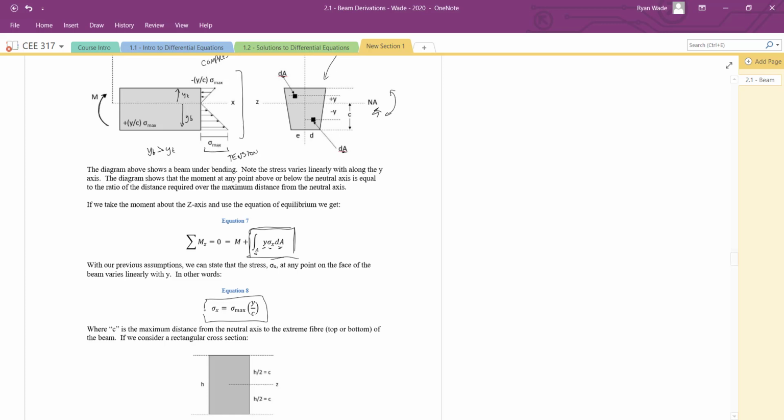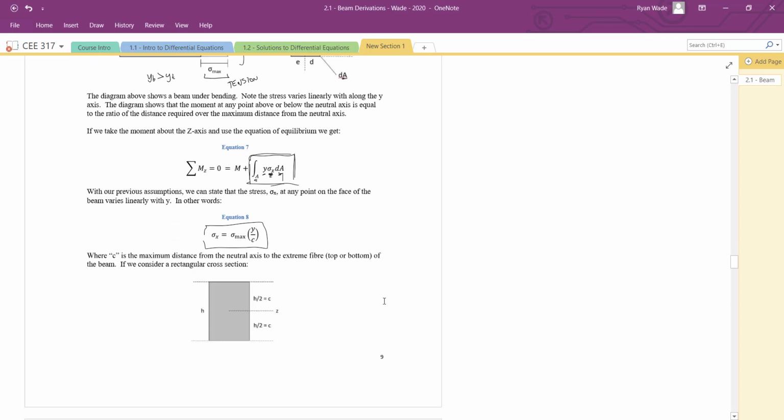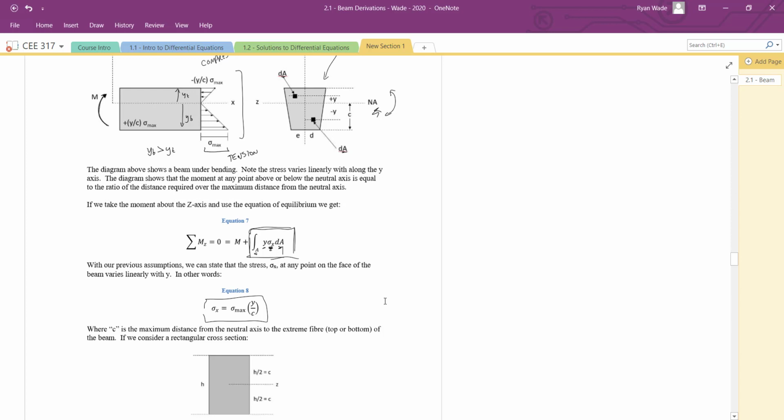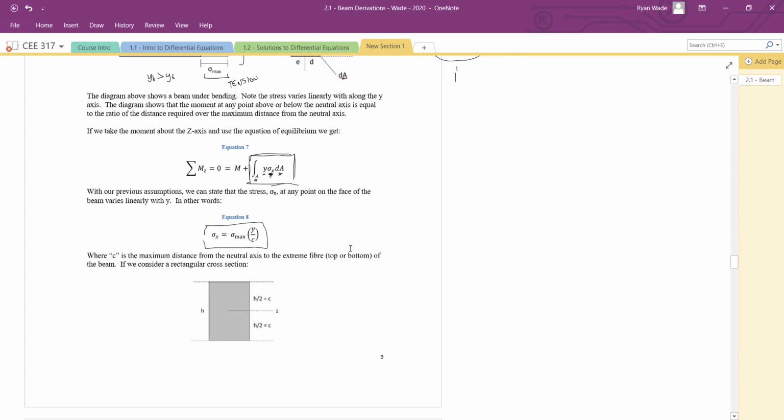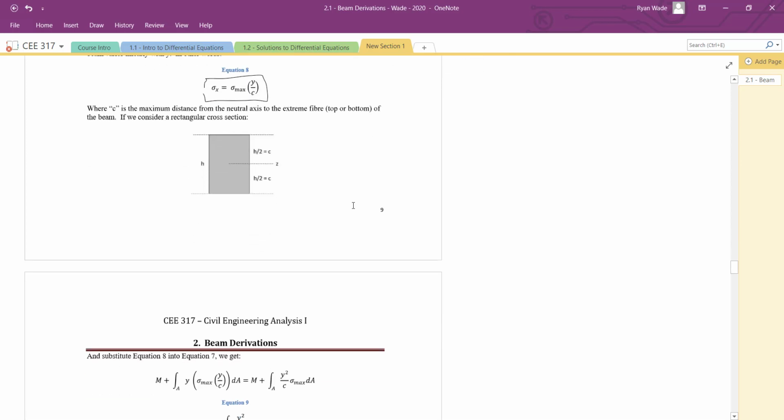So I already talked about what that is, and basically using similar triangles, we can say that the stress at any point y is equal to the maximum stress times the ratio of the distance from the neutral axis to the maximum distance from the neutral axis. So if we actually do that, instead of just any cross-sectional area, any sort of nebulous form, we're actually just going to use a rectangular cross-section to prove this.